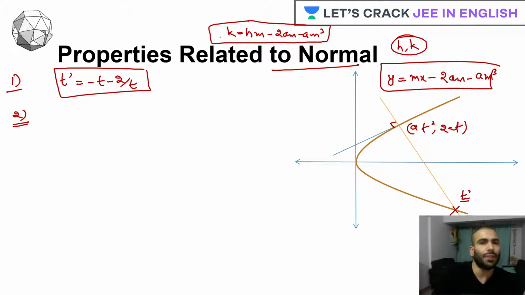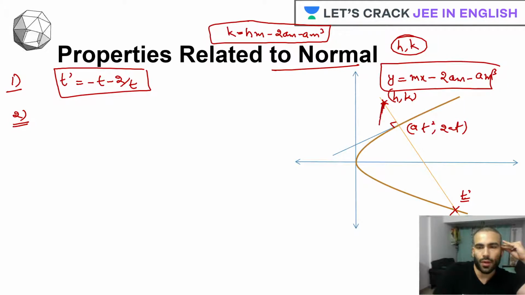Now if you look at this equation, obviously when this normal is passing through this point, the equation will satisfy that point. Correct? Now this is a cubic equation, so that means we will have three values of m. So from a point through which a normal is passing, we will have exactly three normals drawn to the parabola.